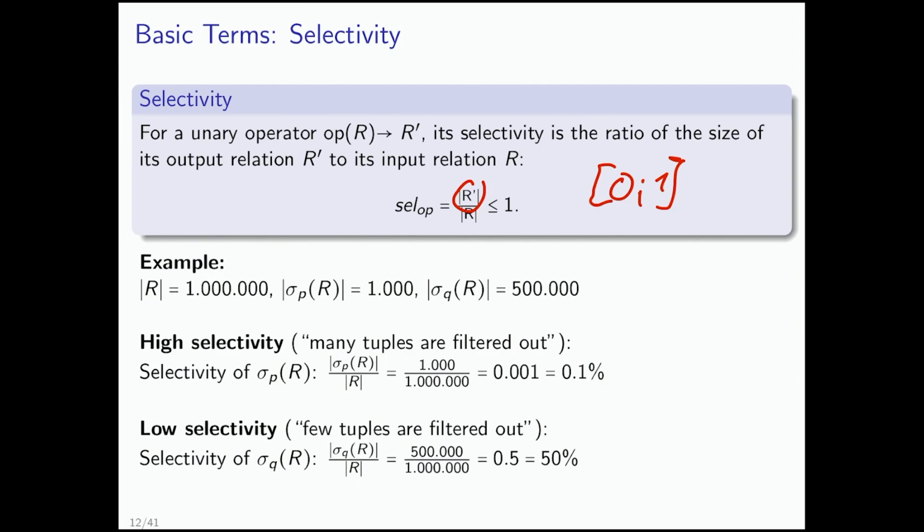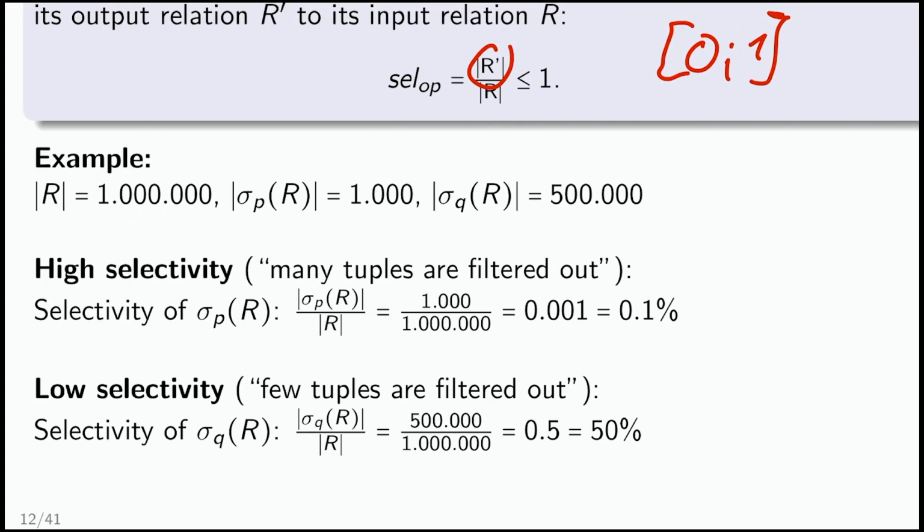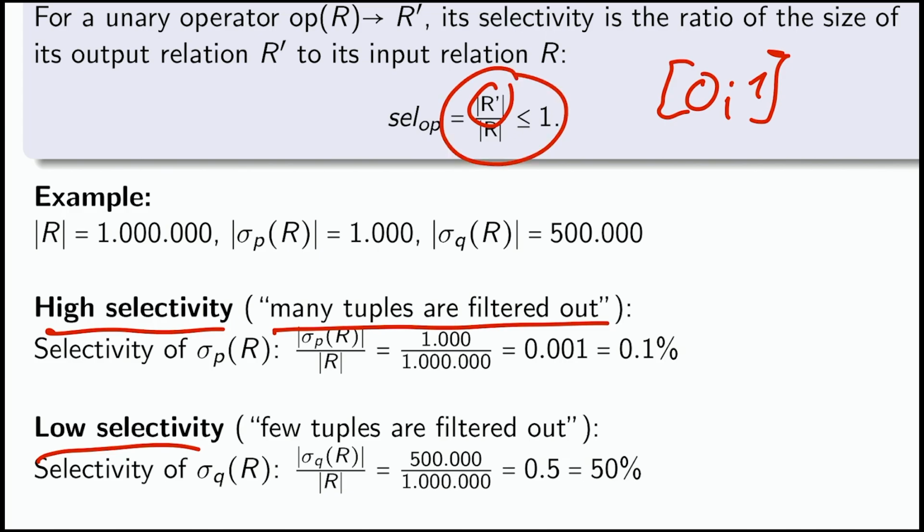And then there's weird terminology coming up. I'm just the messenger, don't blame me for that. But that's how it's defined in literature. So one is high selectivity and the other is low selectivity. High selectivity means many tuples are filtered out. In other words, many tuples are removed. Only very few tuples survive. So this fraction here is actually low. We're saying it's high selectivity. Weird, isn't it? It's highly selective.